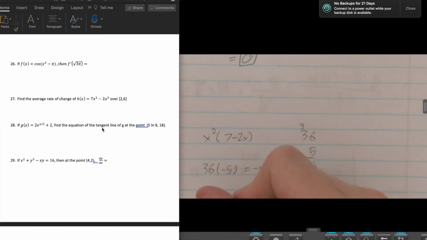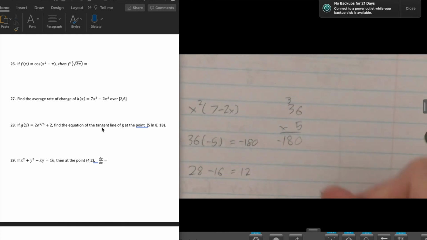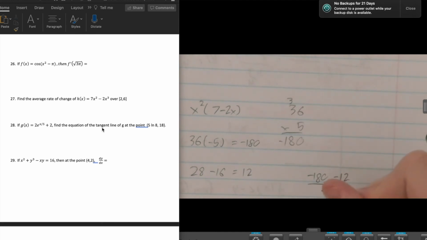We also need h of 2. That one I think I can get away with doing in my head. You'll get 28 from the 7x squared, and you'll get negative 2 times 8. That'll be negative 16. And so it looks like h of 2 is 12. And so now we're finding the average rate of change again. So it's y2, negative 180, minus y1, 12, all over 6 minus 2, which is 4.